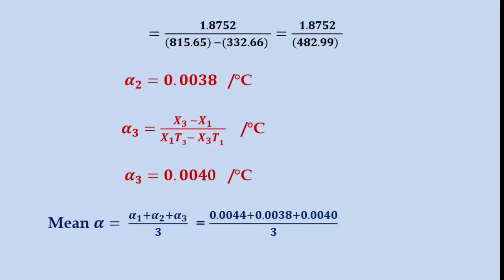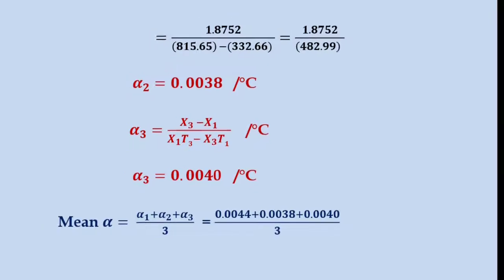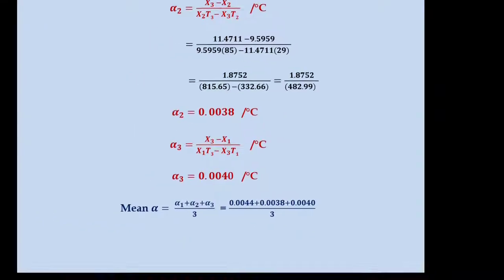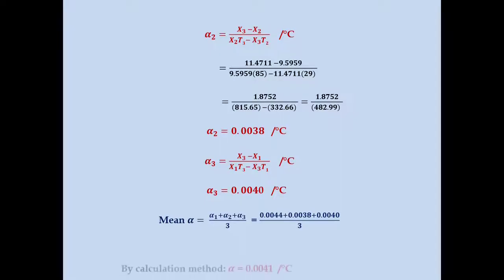It is 0.0044 plus 0.0038 plus 0.0040 divided by 3, which gives the alpha value as 0.0041 per degree centigrade. So by the calculation method, we got the temperature coefficient of resistance of the material of the coil to be 0.0041 per degree centigrade. Next, we will check whether we are getting the same values by drawing the graph.